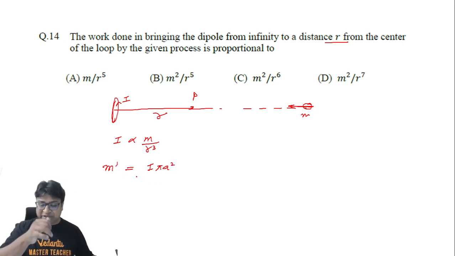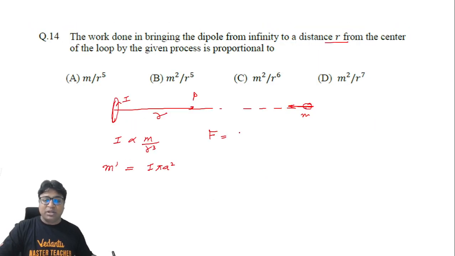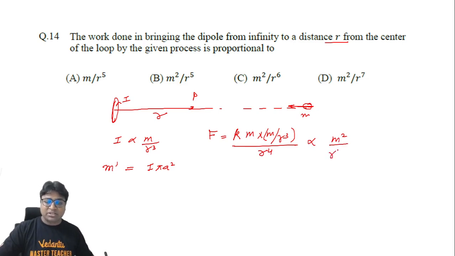So there would be a magnetic moment of the loop itself, and going by the expression of force given in the paragraph, K M1 M2 by r cube, we should write K into M by r cube. Of course there would be other constants also like pi a square, but we can ignore that because we are looking at proportionality only. So K M1 M2 divided by r raised to power 4. So basically this force is proportional to M square divided by r raised to power 7.